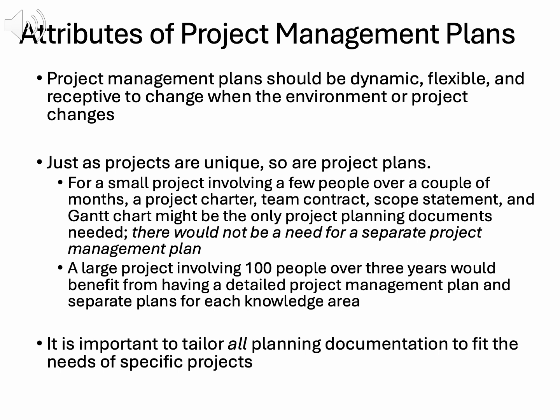A small project, like a 2-month team assignment, might need only a project charter, scope statement, and Gantt chart. A large project, like a 3-year corporate initiative, requires a detailed plan with subsidiary plans for each knowledge area. For the training project, a detailed plan coordinates multiple courses and stakeholders, ensuring clarity. Tailoring involves assessing the project's size, complexity, and stakeholder needs. A one-size-fits-all approach fails. Over-planning wastes resources, while under-planning risks confusion.